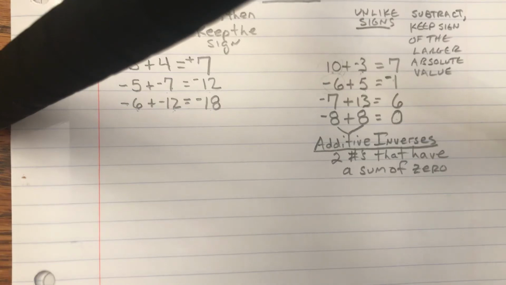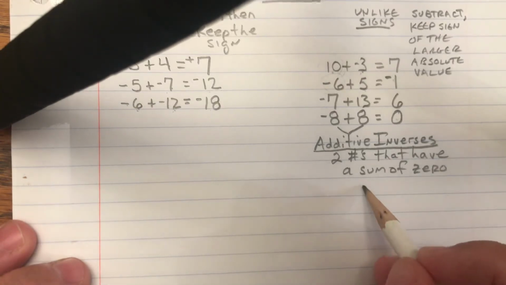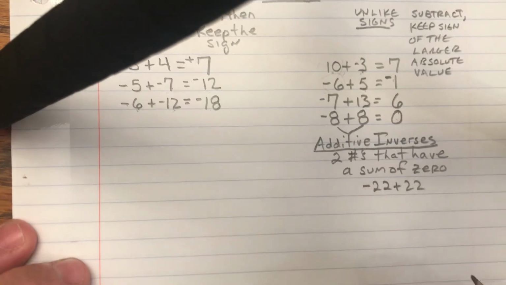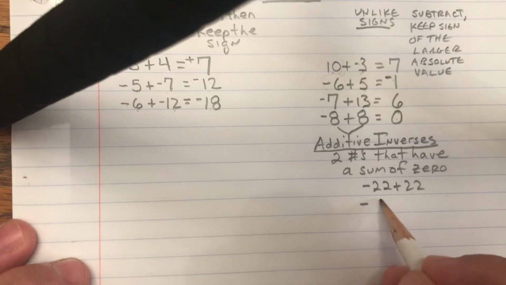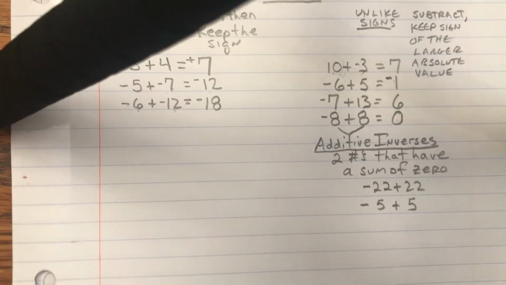And other examples of additive inverses would be like -22 plus 22, or -5 plus 5, any of those. And basically, they're opposites. When opposites add, they add up to 0.